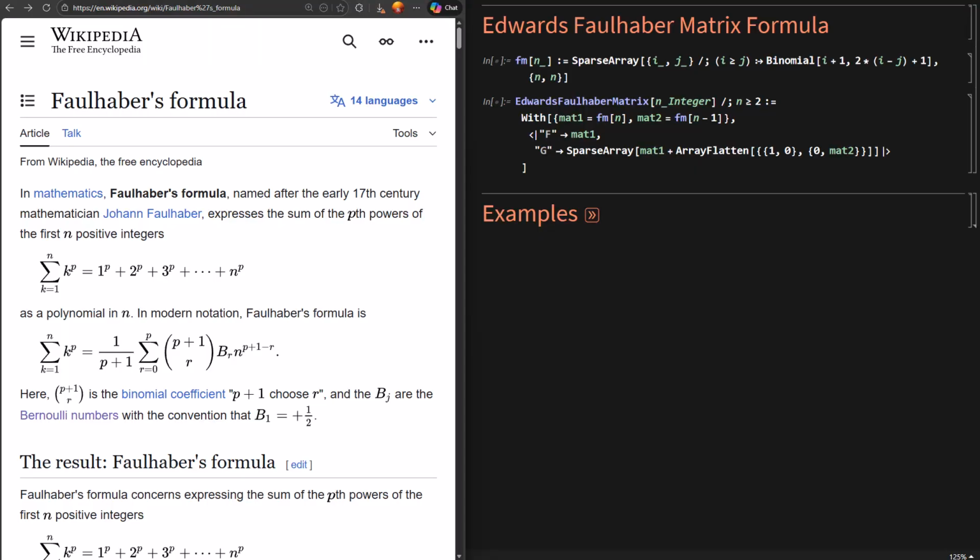Okay, in this video, let's take a look at how to implement Edwards' matrix formula for Faulhaber's sums in the Wolfram Language. The basic idea is really simple: if you have 1, 2, 3, 4, 5, 6 up to n, how do you add them up? And now you have everything raised to the power of p. Faulhaber's formula, using Bernoulli numbers, has created such a nice formula so you can compute them directly.